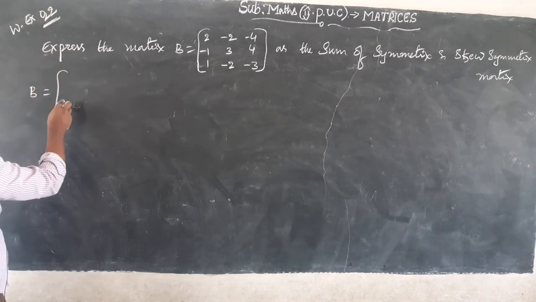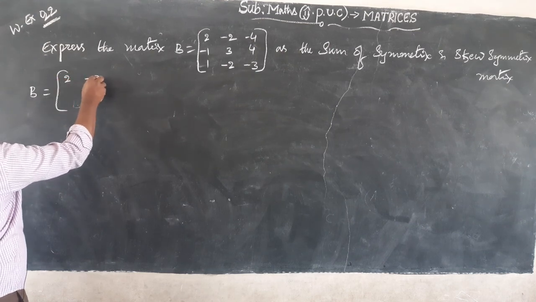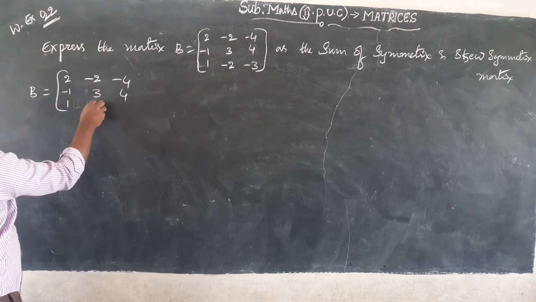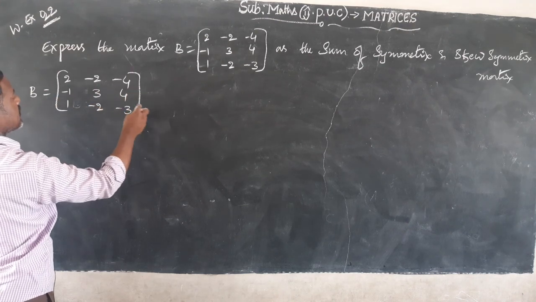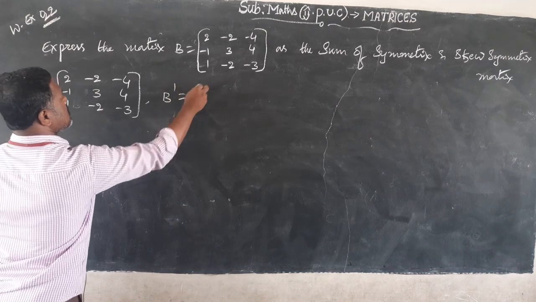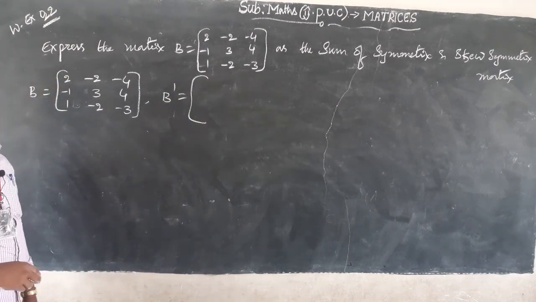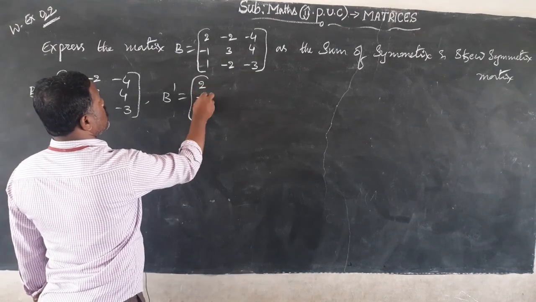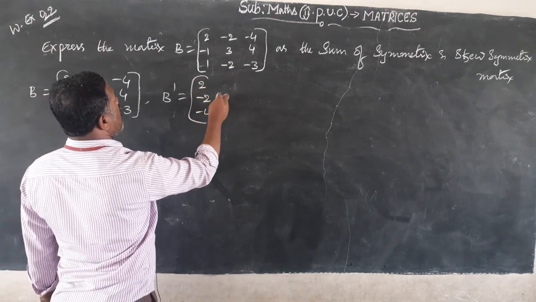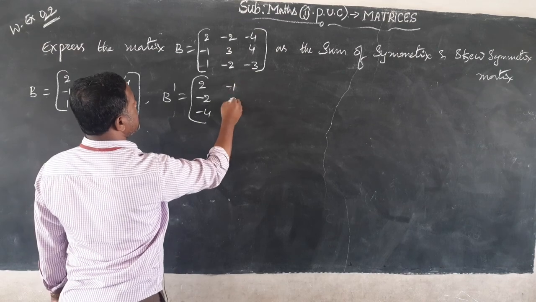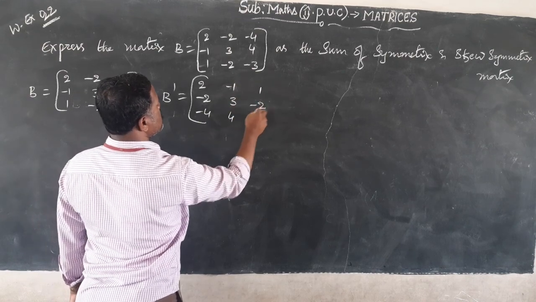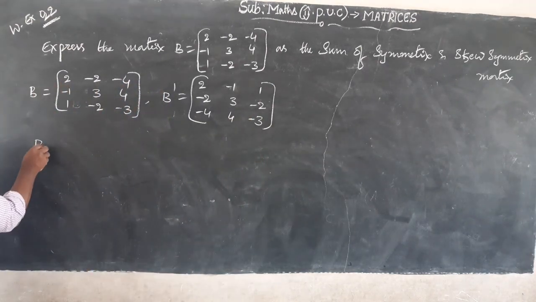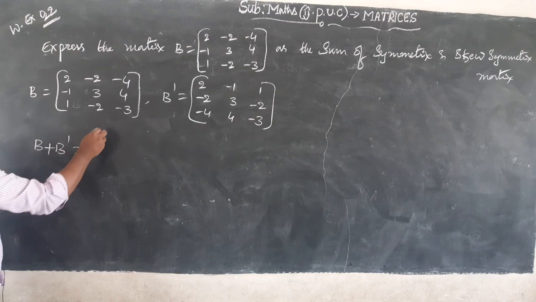Okay, 2 minus 2 minus 4, minus 1, 3, 4, 1 minus 2 minus 3. So immediately B dash. B dash is nothing but transpose of B. That is 2 minus 2 minus 4, minus 1, 3, 4, 1 minus 2 minus 3, close the bracket. Let us first find the B plus B dash.